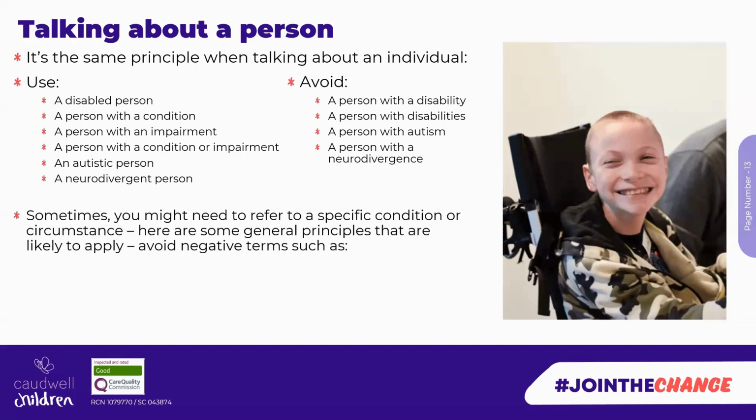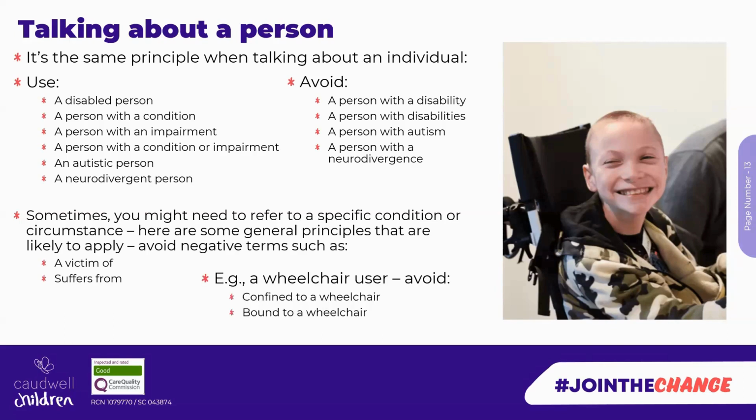Sometimes you might need to refer to a specific condition or circumstance. So here are some general principles that are likely to apply. We're going to avoid negative terms such as "a victim of" or "suffers from". And for example, a wheelchair user, we might avoid things like "confined to a wheelchair" or "bound to a wheelchair", as it doesn't describe the reality. Many wheelchair users can walk and see their chair as a source of independence. And even someone who uses a wheelchair full time, it can still be an inaccurate expression.